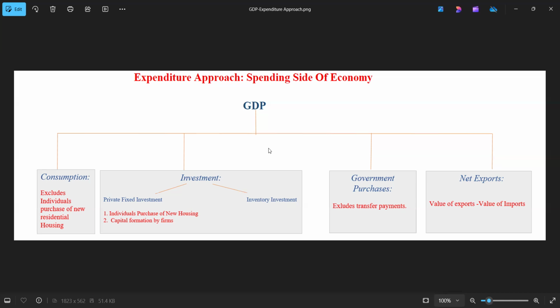Under investment, you also can have inventory investment because firms don't sell everything that they produce during a period. So whatever they don't sell, that counts as inventory, which also goes under investment.